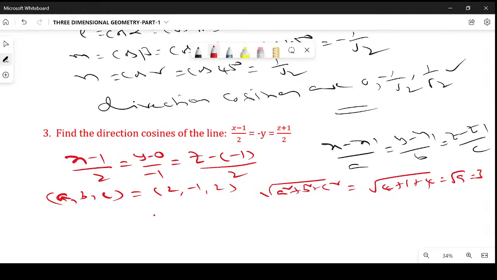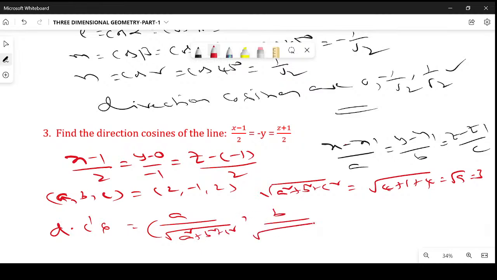Now the direction cosines of this line: I can consider a by root of a square plus b square plus c square, b by root of a square plus b square plus c square, and c by root of a square plus b square plus c square.